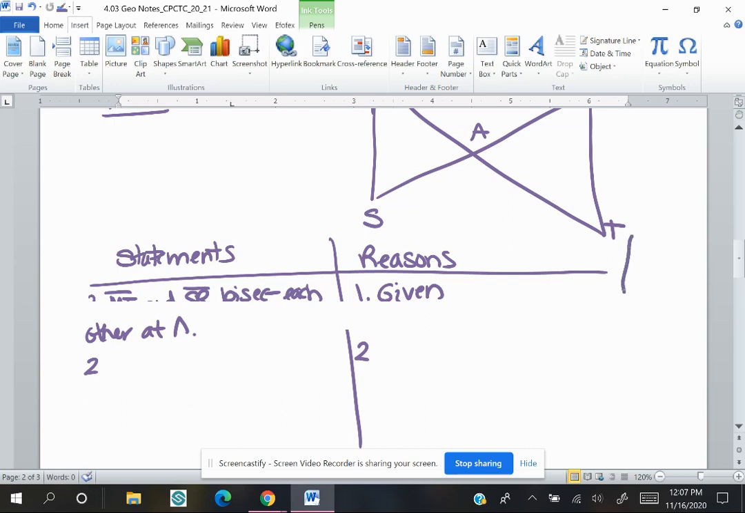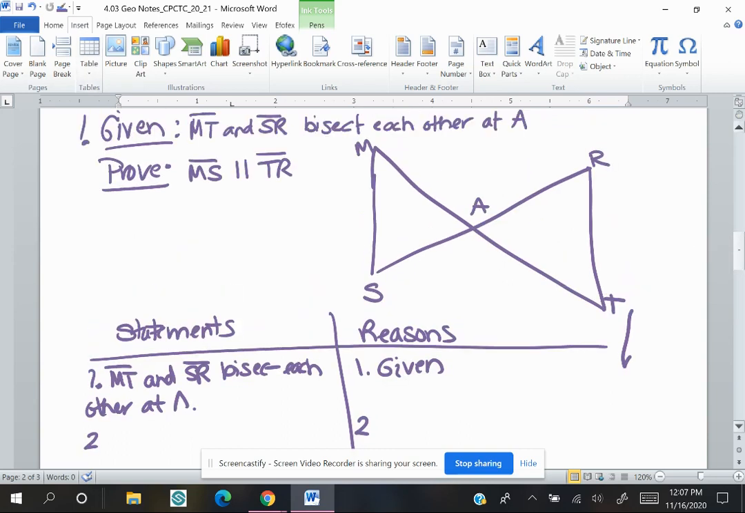All right, so first now let's go to our picture and mark that up. So I'm going to change colors here so we can see the new markings. So if MT and segment SR bisect each other at A, that means A is the midpoint of segment MT and A is the midpoint of segment SR. We don't know that those are the same exact lengths, so we don't know that they're congruent to each other.